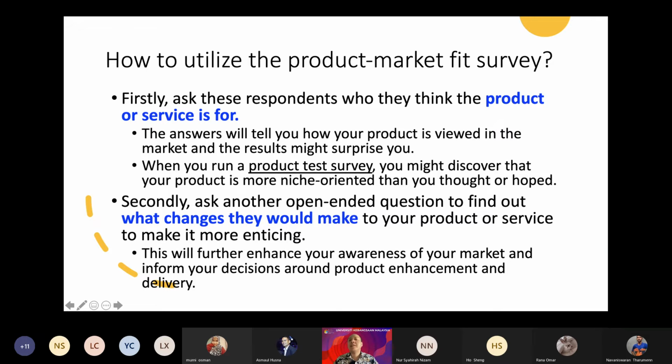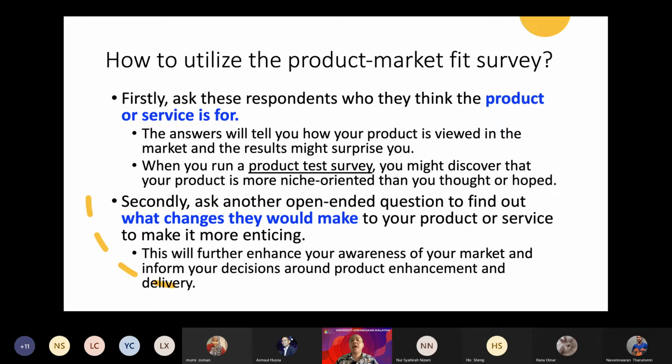So first, ask the respondent who they think the product or service is for. Is it for them? Is it not? If it is not for them, it means most probably they don't really see a benefit for them, because it is not for them.